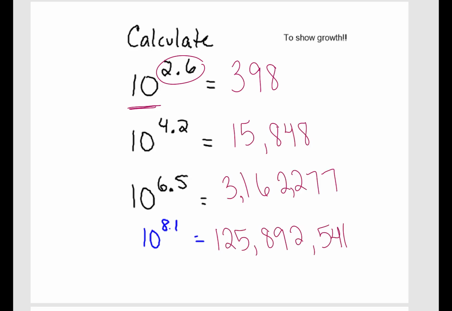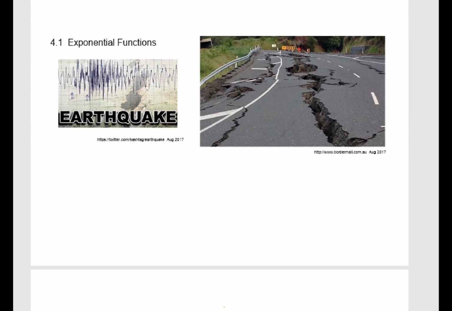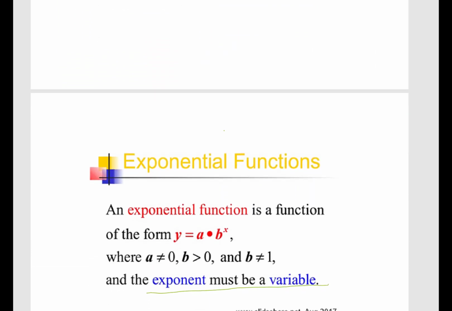So this actually reflects the Richter scale. If an earthquake is a 4.2 on the Richter scale, then the intensity in the ground is 15,848 versus if it's a 6.5 on the scale, which might not seem like a huge increase, right? But look at the increase in the intensity. So noticing that there's a huge growth when you're dealing with exponential growth. So just showing that that's a real life example of how we use exponential functions.